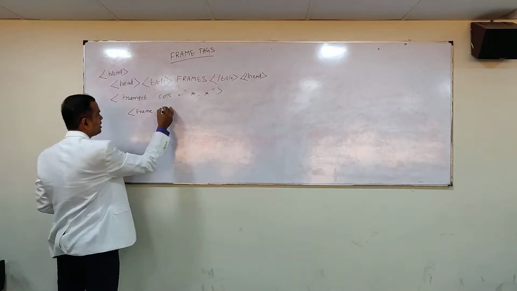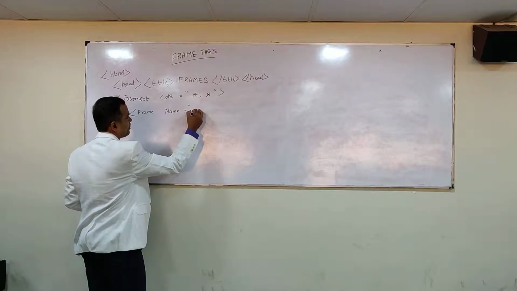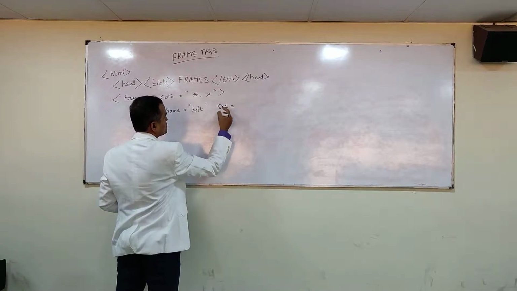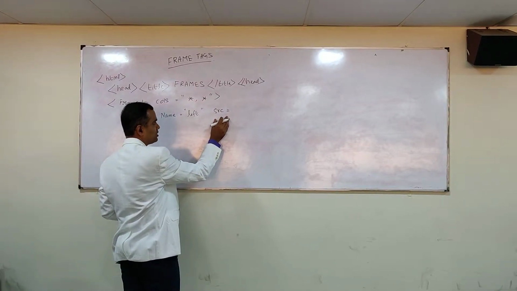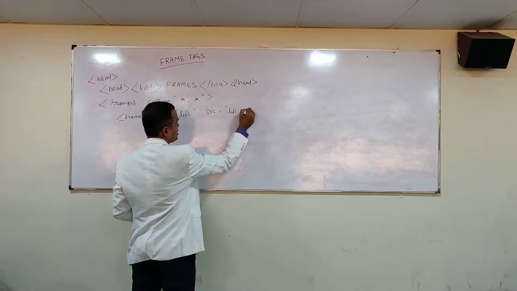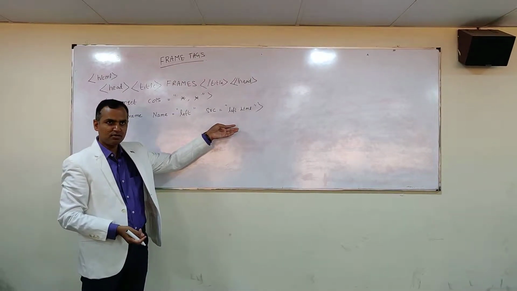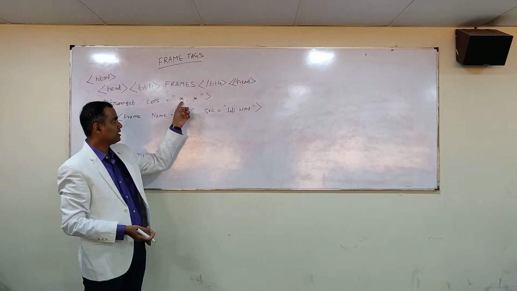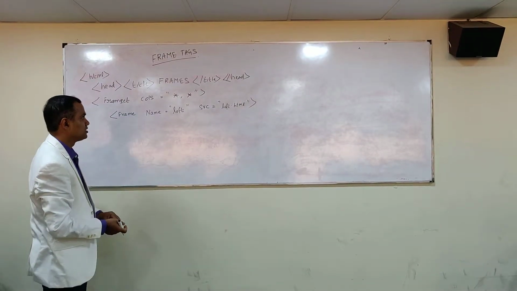I will be saying frame name, which is equals to, let's say, left, and then source. SRC is representing source, in short form it is the keyword SRC. Within double inverted commas, I can say left.html, and then I close this. I can have any name as my HTML file, just to make you understand. Of the two columns that are divided, on the left hand side column, I will be finding the display of the left.html web page.